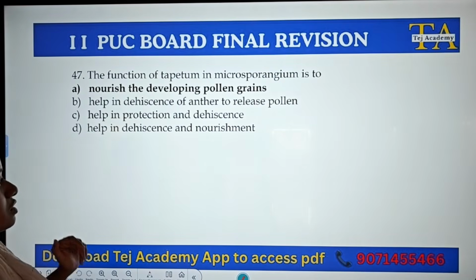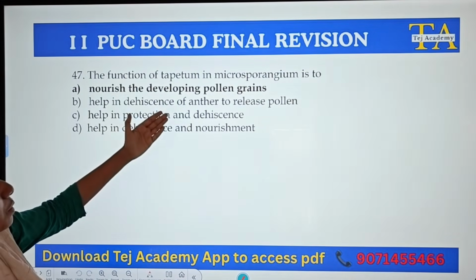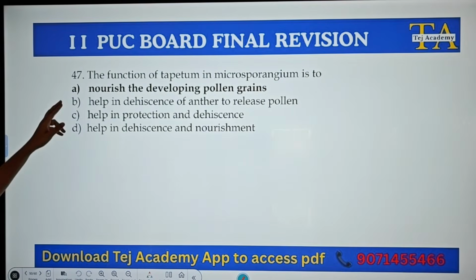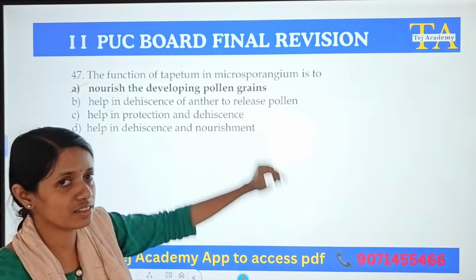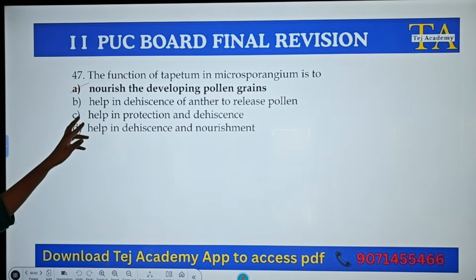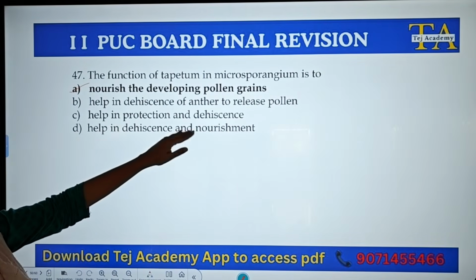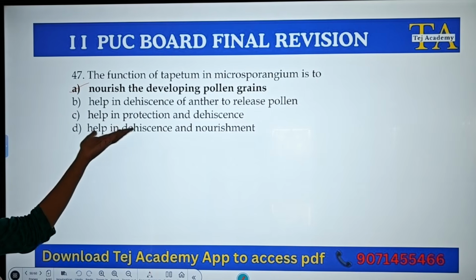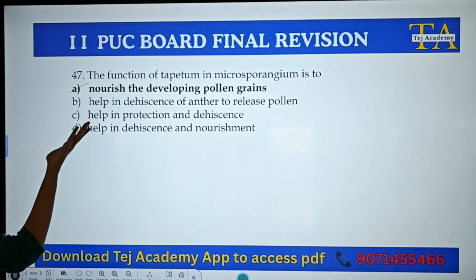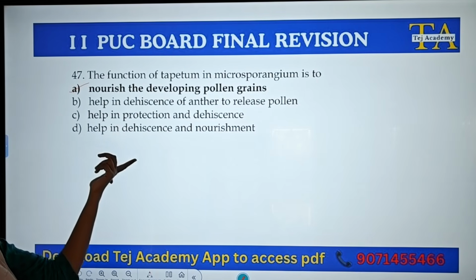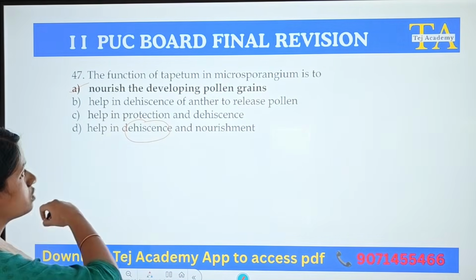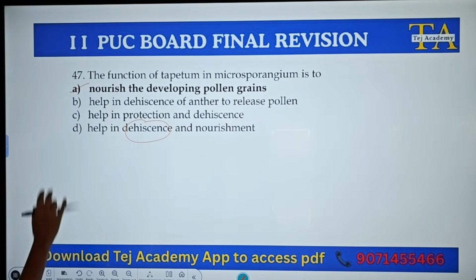The next question is, the function of tapetum in microsporangium is to, first answer, nourish the developing pollen grains. It doesn't help in dehiscence or release of pollen. It also doesn't have a role in protection and dehiscence. And here, since it doesn't have a role in dehiscence, you cannot consider a statement that has this word. So the correct answer is the first one.